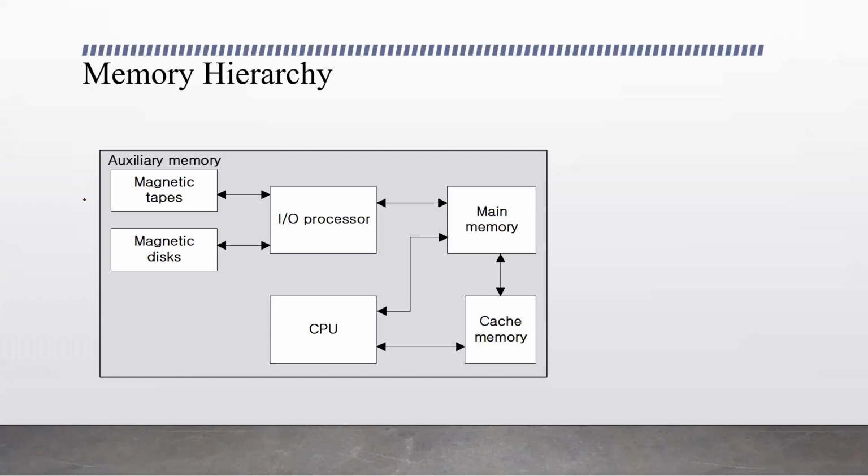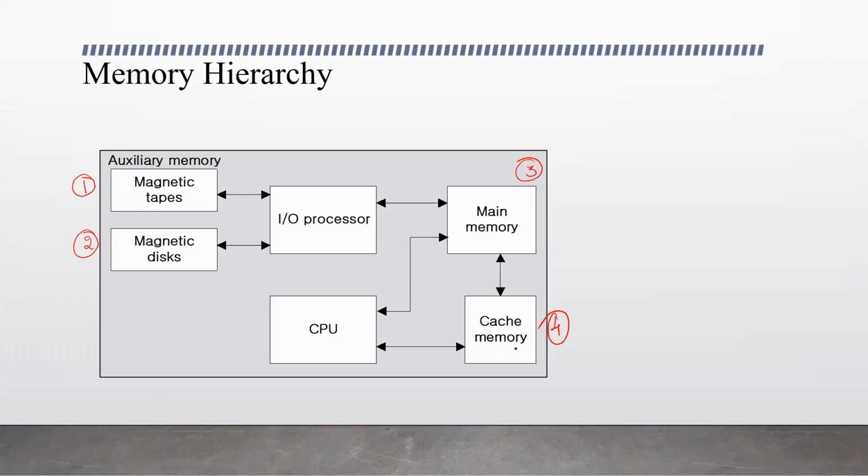Okay, low speed to high speed. Magnetic tapes are the slowest device. The performance of magnetic tapes is very slow. Then comes magnetic disk, and main memory has higher speed than magnetic disk and tapes. And cache memory is the high speed device.